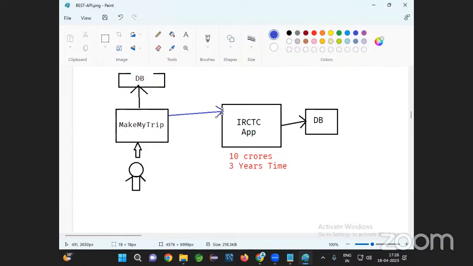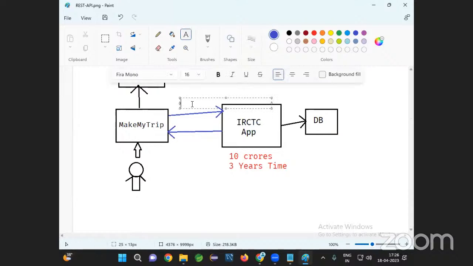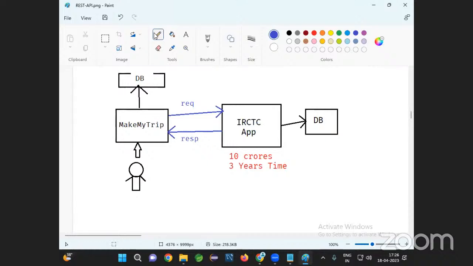You need not spend 3 years. You need not spend 10 crores. You just give me 5 rupees for every ticket booking. That is called business to business communication. Both companies are doing business. They are communicating. Now, Make My Trip is reusing the logic instead of redeveloping it. Make My Trip will send the request. IRCTC will send the response. Now, what is the benefit of this B2B communication?